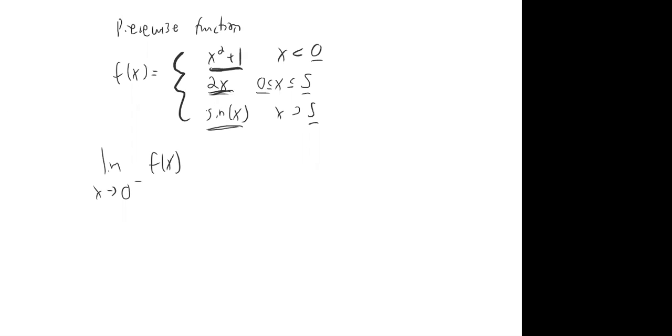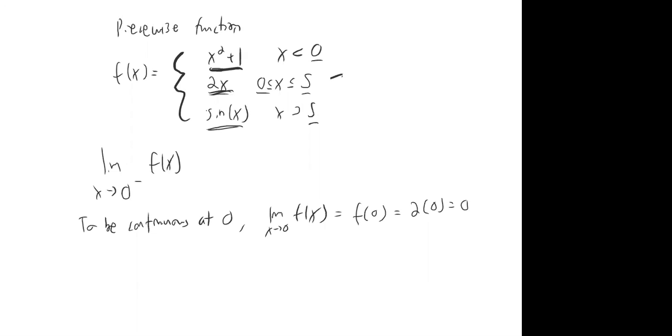From here, I need that this has to be f of 0. Remember, to be continuous at 0, the limit as x goes to 0 of f of x must be f of 0. And in this case, what is f of 0? At 0, it's 2 times 0, which is 0, because at 0 we are on this function. So this better be 0.